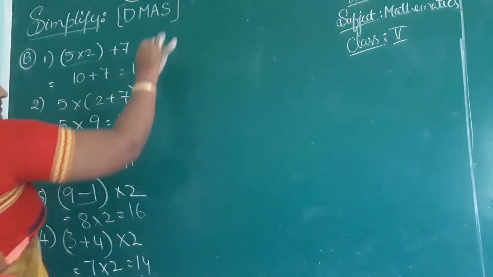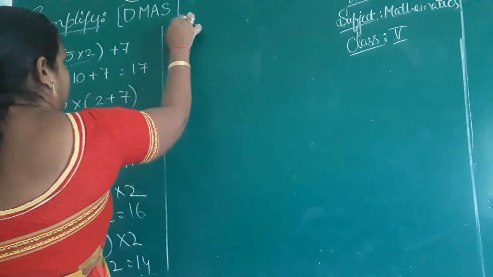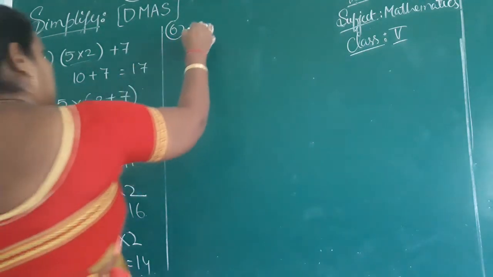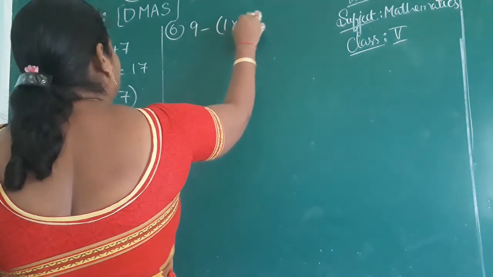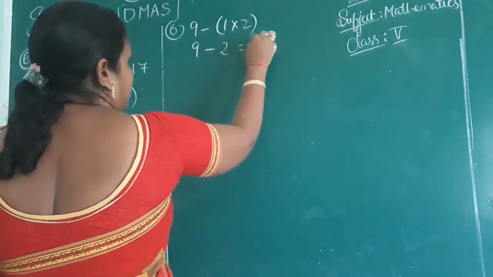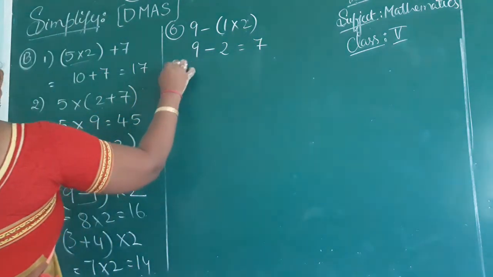See the fifth. Sixth one, children. Fifth one I told you here. So now the sixth one I am saying to you. See the sixth one, children. 9 minus of 1 into 2. 9 minus 1 twos is 2. 9 minus 2, 7.